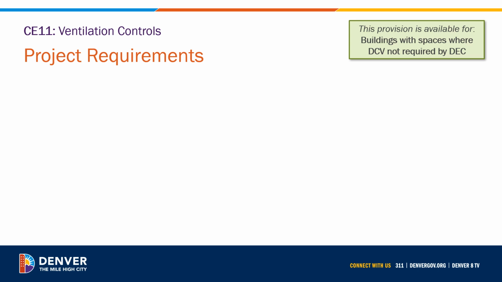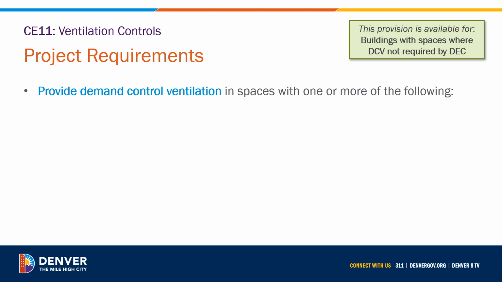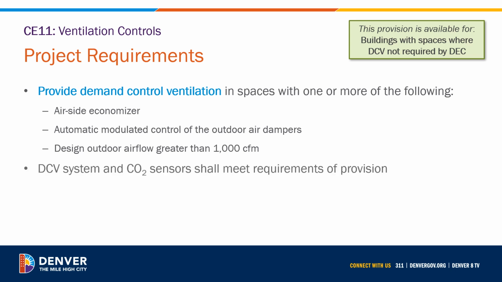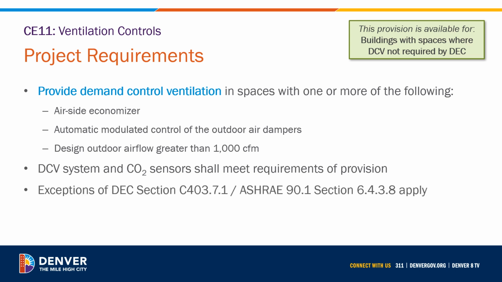This provision is available for buildings with spaces with an average occupant load less than 15 people per 1,000 square feet, where demand control ventilation is not required by the Denver Energy Code. To meet the requirements, provide demand control ventilation in spaces served by systems with one or more of the following: an airside economizer, automatic modulating control of the outdoor air damper, or a design outdoor airflow greater than 1,000 cubic feet per minute. The provision lays out requirements for the demand control ventilation system and carbon dioxide sensors.